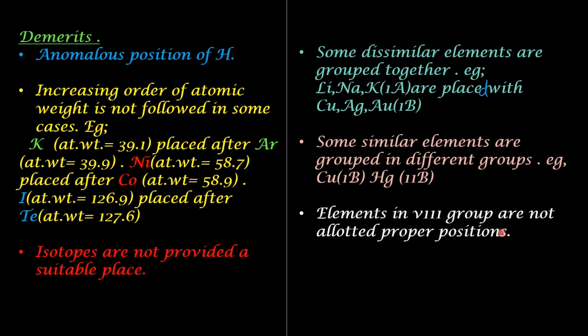Elements in group 8 are not allotted proper places. In group 8, elements are arranged in 3 groups of triads. No explanation or justification is given. Because of these shortcomings, scientists continue to work on classification and find out a better way of classifying elements. Now we follow the modern periodic table, actually a modified modern periodic table which was first introduced by Moseley. We will discuss that classification in the next video.